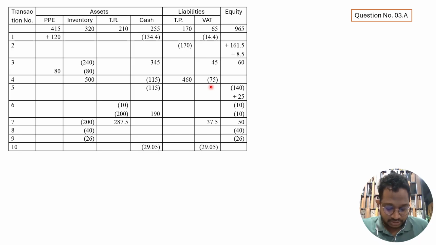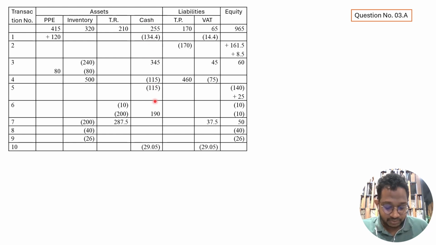Fifth one, total operating expenses for the month is 140. So equity should decrease by 140. And from that, 25 was paid by the owner's personal money. So equity should increase again through the additional capital. Which means the business funds used were only 115, and that should be deducted from cash.